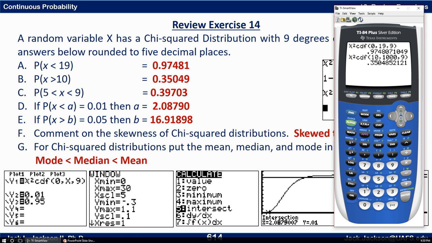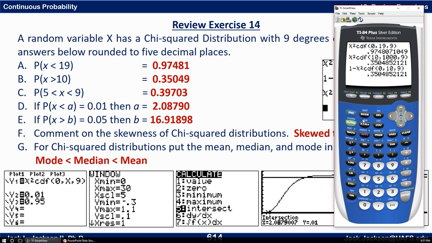Since we have a hard end of 0 on the other side, it might be better to do 1 minus the chi-square CDF, which is 8, and then go from 0 to 10 with 9 degrees of freedom, and do the difference there. You saw we get the same answer either way. So either one of those is fine.